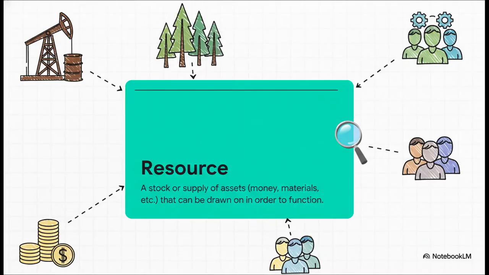Let's start with the biggest, widest category, a resource. Think of a resource as any supply that you can draw on to create wealth. A country's oil reserves deep in the ground, that's a resource. But so is its workforce, its forests, even its available cash. It's the total potential supply of something valuable.